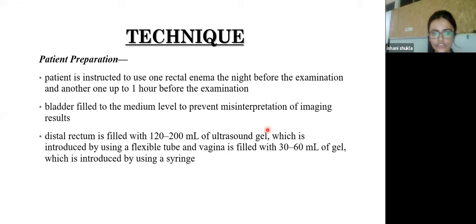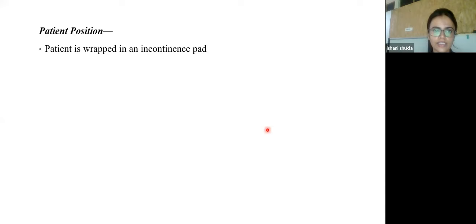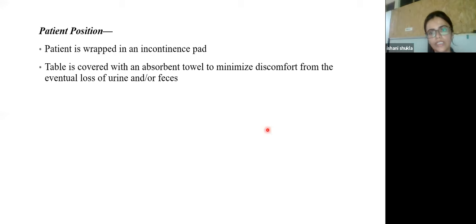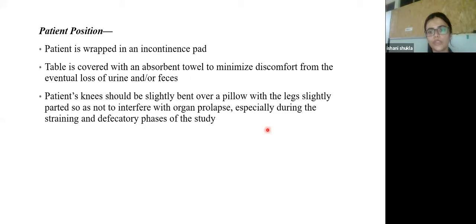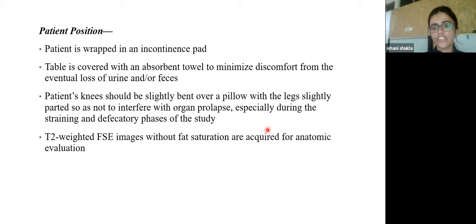The patient position: patient is wrapped in an incontinence pad. The table is covered with an absorbent towel to minimize discomfort from the eventual loss of urine and or feces. And the patient's knees should be slightly bent over a pillow so that the legs are slightly parted, and it should not interfere with the organ prolapse, especially during the straining and the defecatory phases of the cycle. Finally, T2-weighted images without fat saturation are required for the anatomic evaluation.